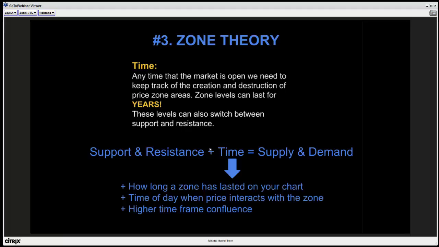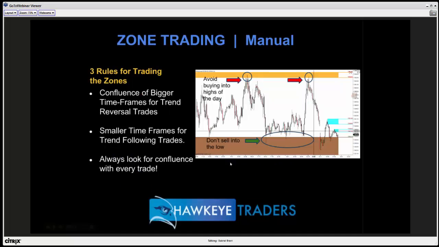So this is how we add time to the equation. We've talked a little bit about these zones, and on a smaller time frame they could be support and resistance, and on the bigger time frames they'll be supply and demand. This is how we incorporate time into that equation, so that when we put it all together, we can know why the market is doing what it's doing. We can avoid buying into the highs of the day and selling into the lows. Instead, we're looking to take targets up here, and if we're selling down low, we're looking to take targets down there, because we know where high and low is.